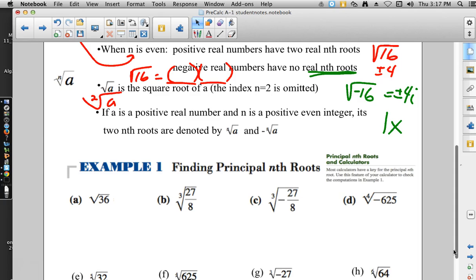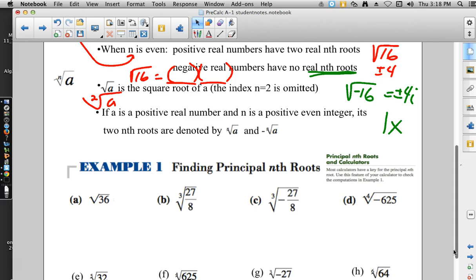If a is a positive real number and n is a positive even integer, its two nth roots are denoted by the nth root of a and the negative nth root of a. So for our 16, they're saying if we go ahead and take that square root of 16, we'll get a 4 and a negative 4. So those are our two solutions.